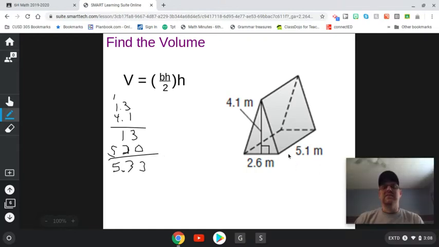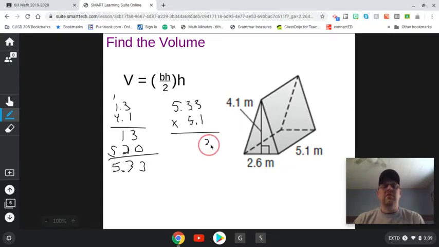We're going to take that times our height of our prism, which is 5 and 1 tenth. So we're going to take 5 and 33 hundredths times 5 and 1 tenth. Remember, when you're multiplying, you do not have to line up your decimal points. That's only when you're adding, subtracting decimals. So you just put it like it is here.